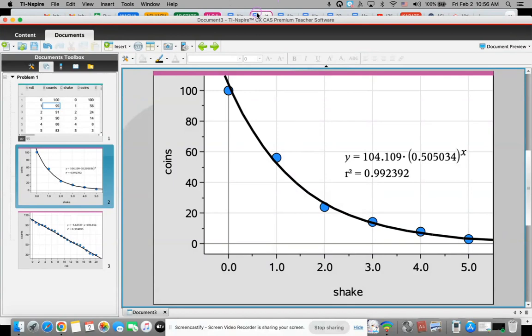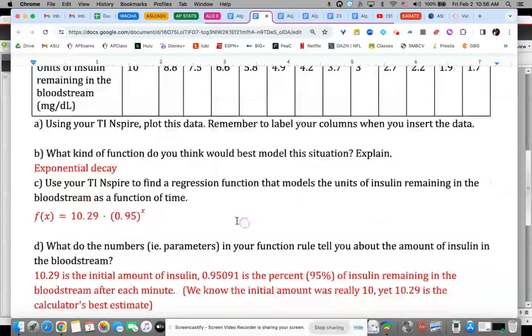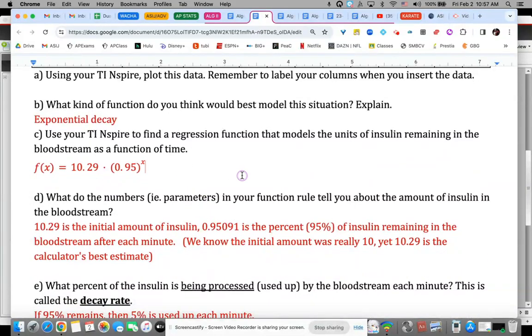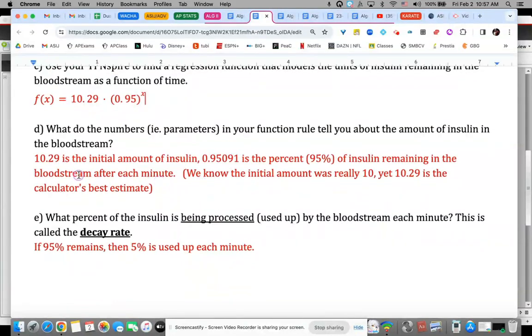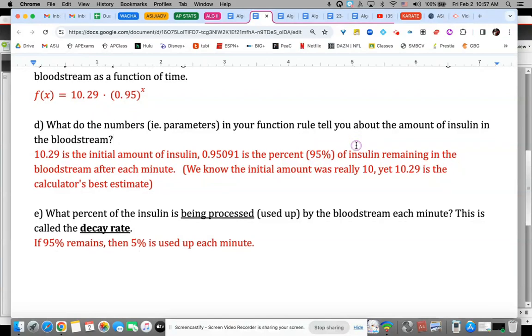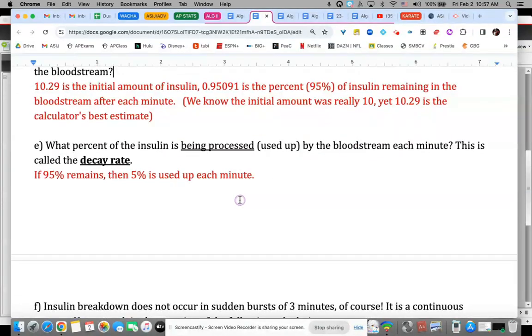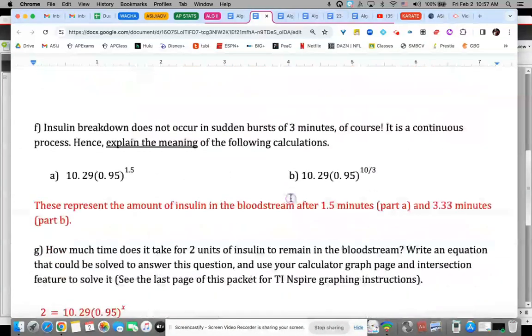This is for a different problem from the intro one, right? Okay, so if you do that, you should get this equation. Right? So you just have to write it down and look at it. And then we're going to use that to do some different stuff. So what's the initial? 10.29 is the initial amount. 0.95 is your rate, right? 95% is left over. Basically, you're removing 5% every time. So that's what's going on, right? So that's what you want to talk about. But this is each minute, remember? So you want to make sure that context is in there.